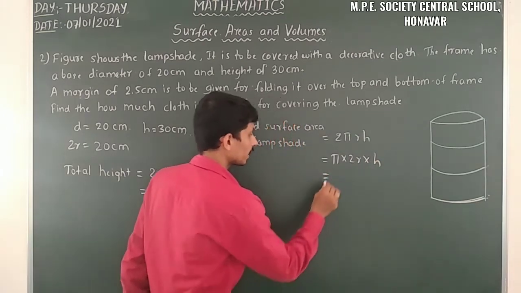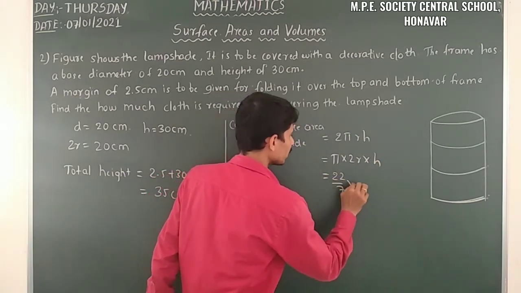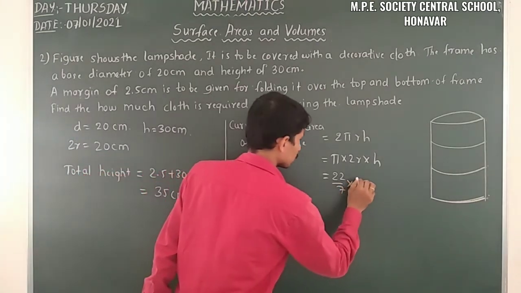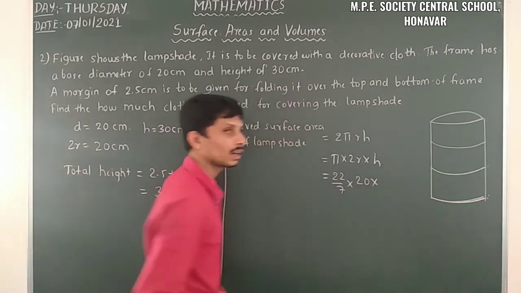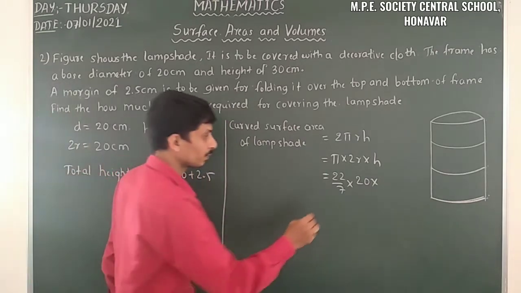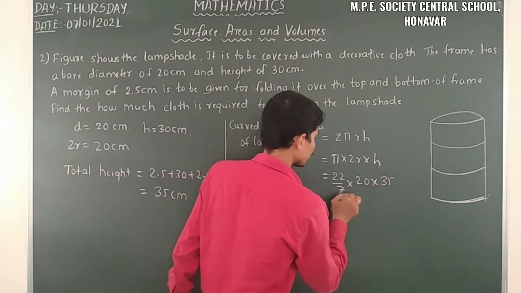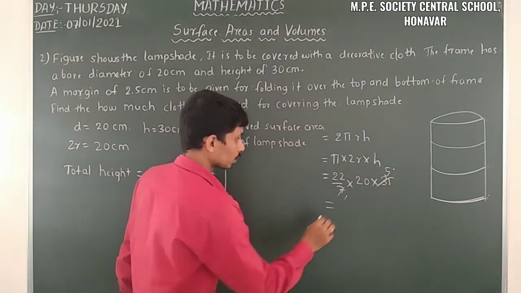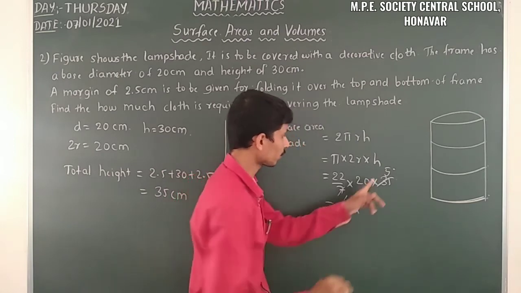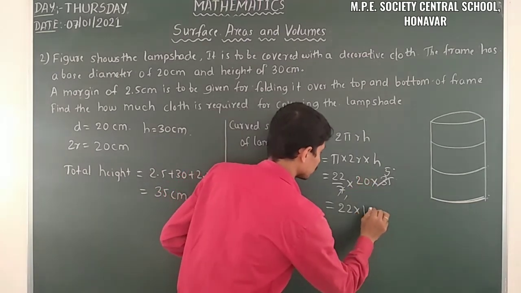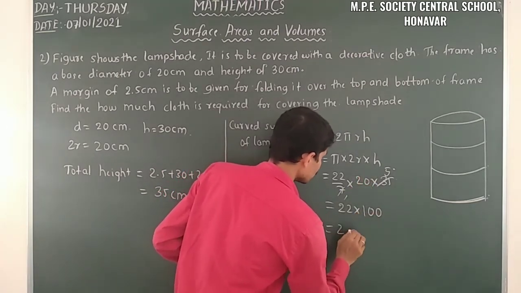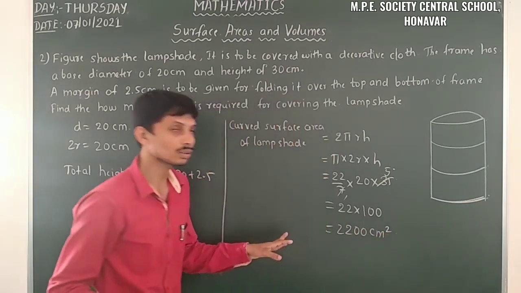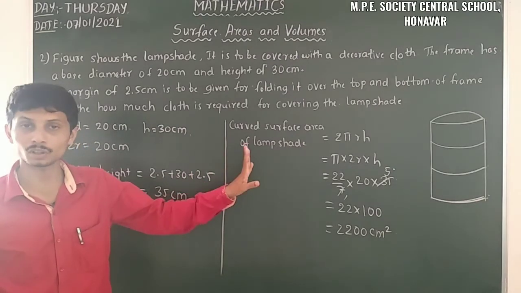So what's the value of pi? It is 22 by 7 into 2r, which is 20, into h. What's the value of h? It is 35. So 7 into 1 and 7 into 5 here. So 22 into 5 into 20, it is 100. So that is 2200 centimeter square.